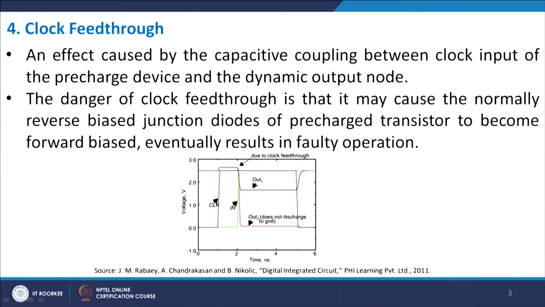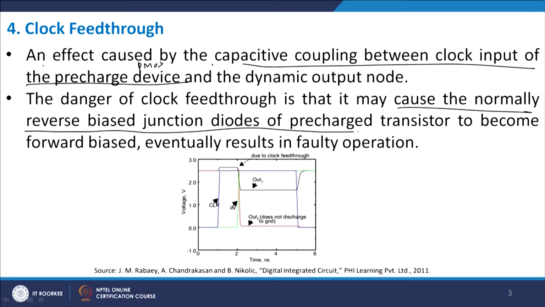So, clock feed through is an effect caused by the capacitive coupling between the clock input of the pre-charge device, the PMOS, and the dynamic output node. As I discussed with you just now, the problem is that the normally reverse biased junction diodes of the pre-charge transistor will become forward biased, and therefore, there will be a problem in the operation. To show you that, look at this figure which is in front of you.